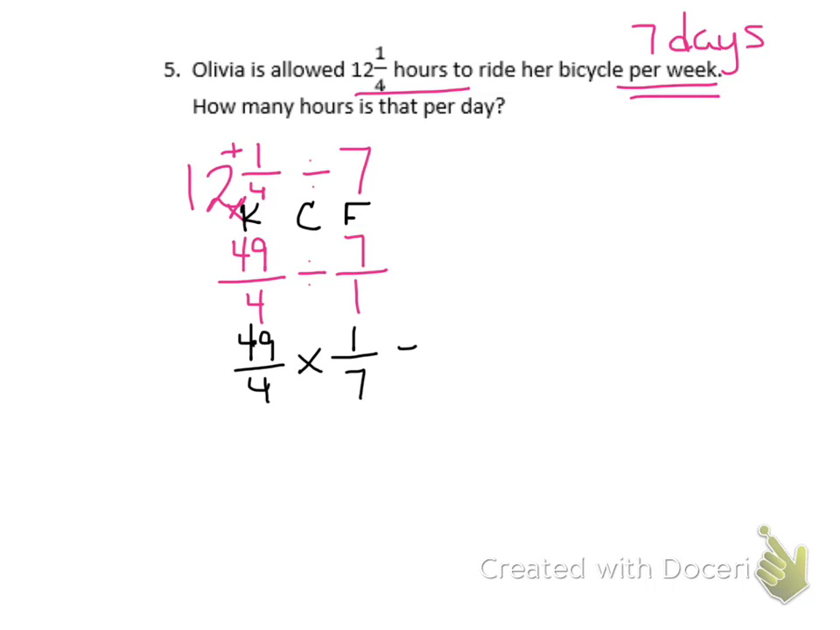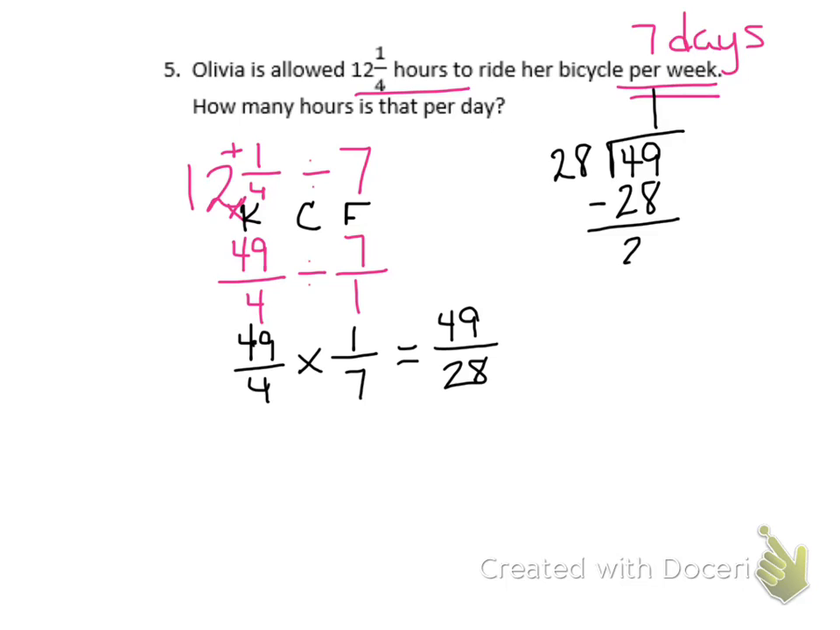Now I'm going to multiply across, so 49 times 1 is 49. 4 times 7 would be 28. Alright, so I get an improper fraction, so I need to divide. So 49 divided by 28. Remember that the rider always goes inside the house. The horse stays outside. 28 goes into 49 one time. 1 times 28 is 28, so I have to subtract, and I have 21 left over. So that 21 is my remainder.